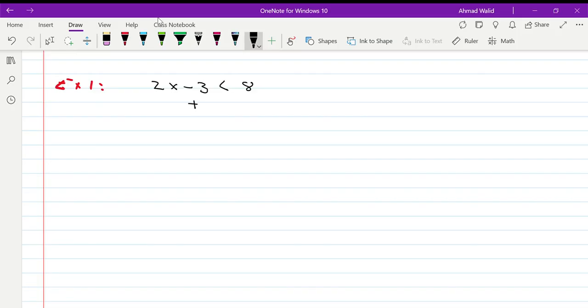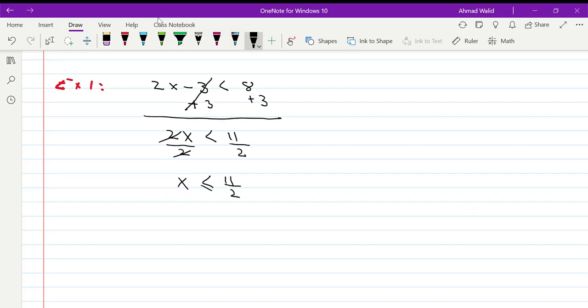First, I will add 3. You see, adding a number to both sides. I used one of my properties, correct? I add a number to both sides. Then 2x is less than 11, correct? And now, next step, I have to divide both sides of my inequality by 2, correct? These 2 cancel out, then x less than 11 over 2 is my answer.